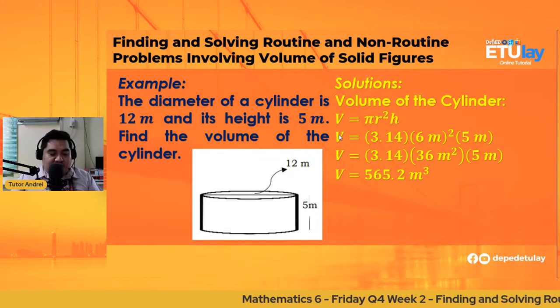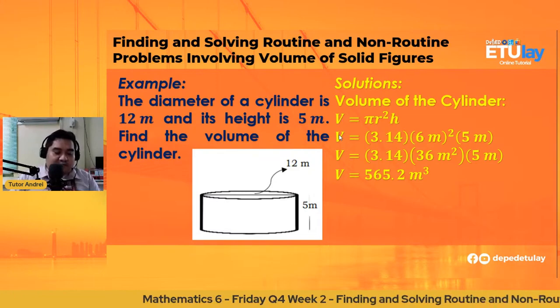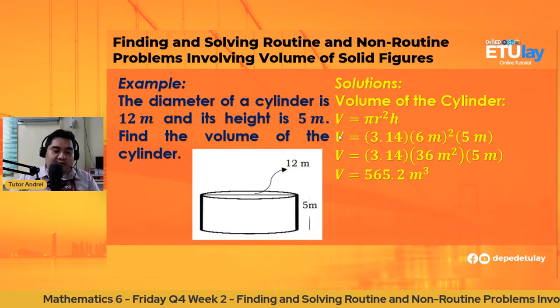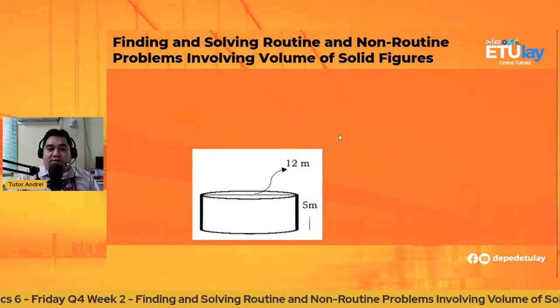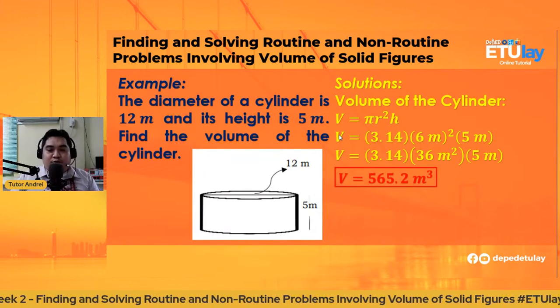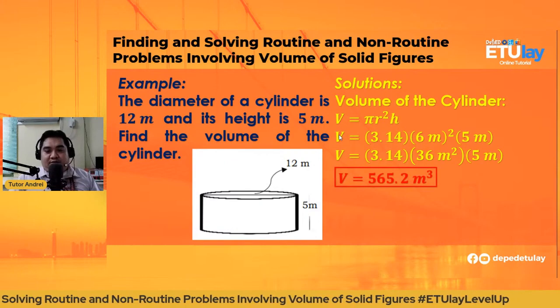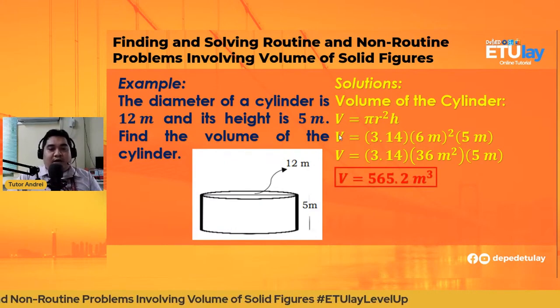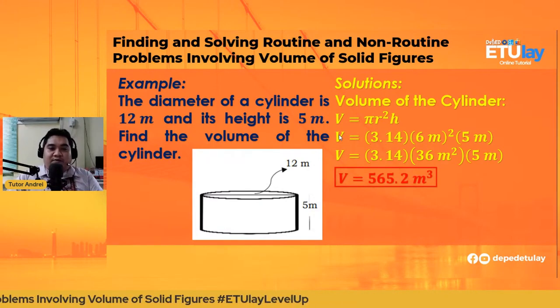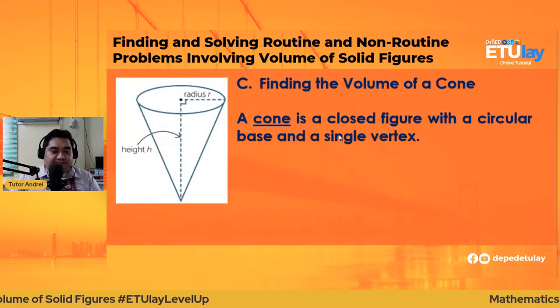Si Cassandra, bravo, nakuha niya ang tamang sagot. Meron din si Carl, Dominic, and Nerwin. Very good. Okay, so therefore, the volume is 565.2 cubic meters. Okay, we now already get the volume of the cylinder. Let's now proceed to the cone.